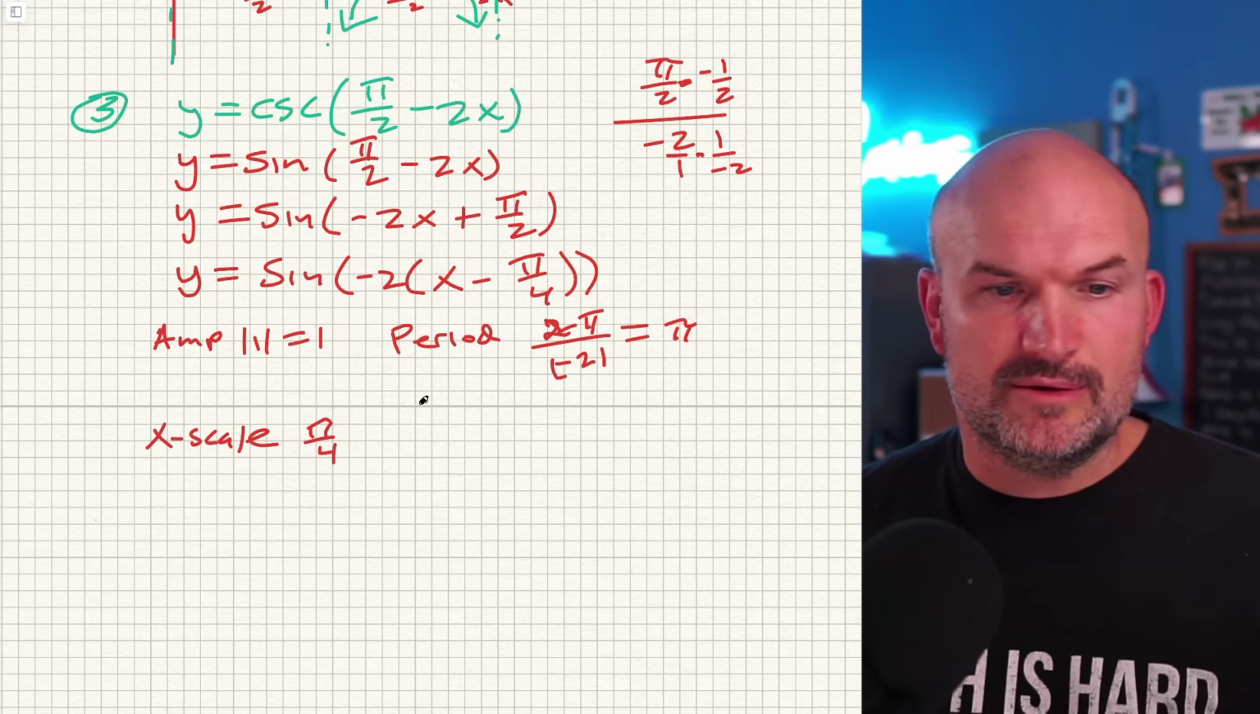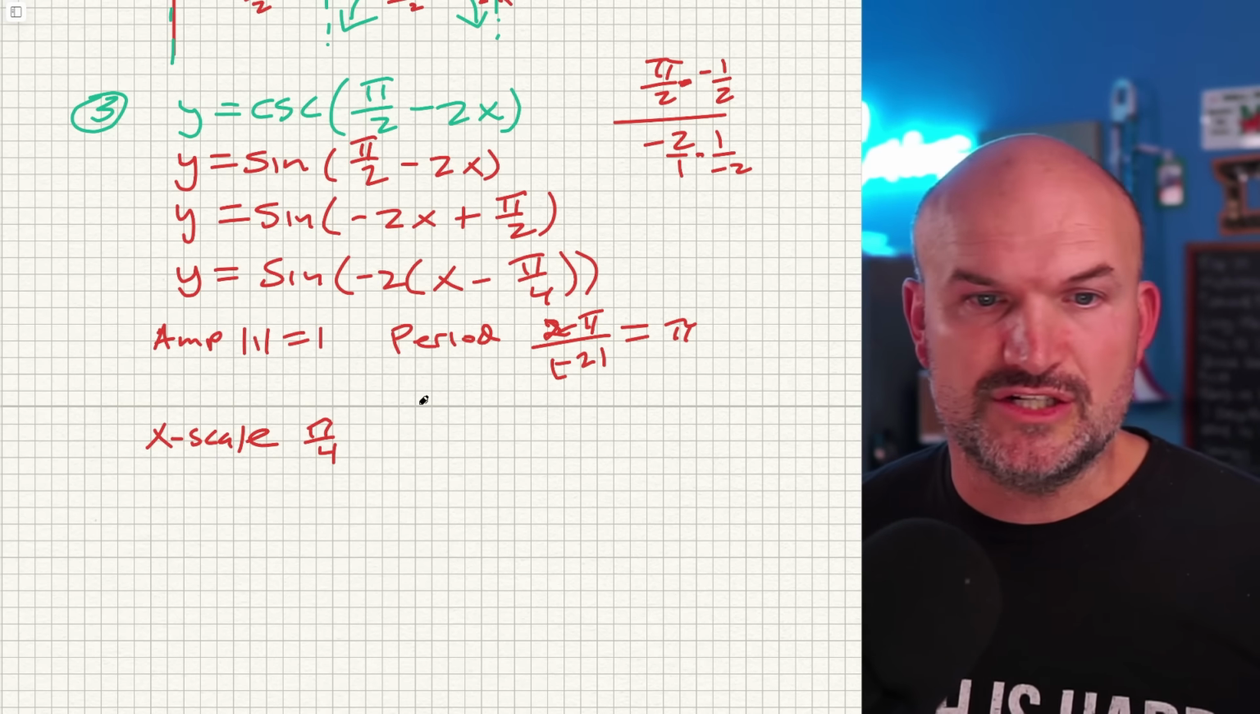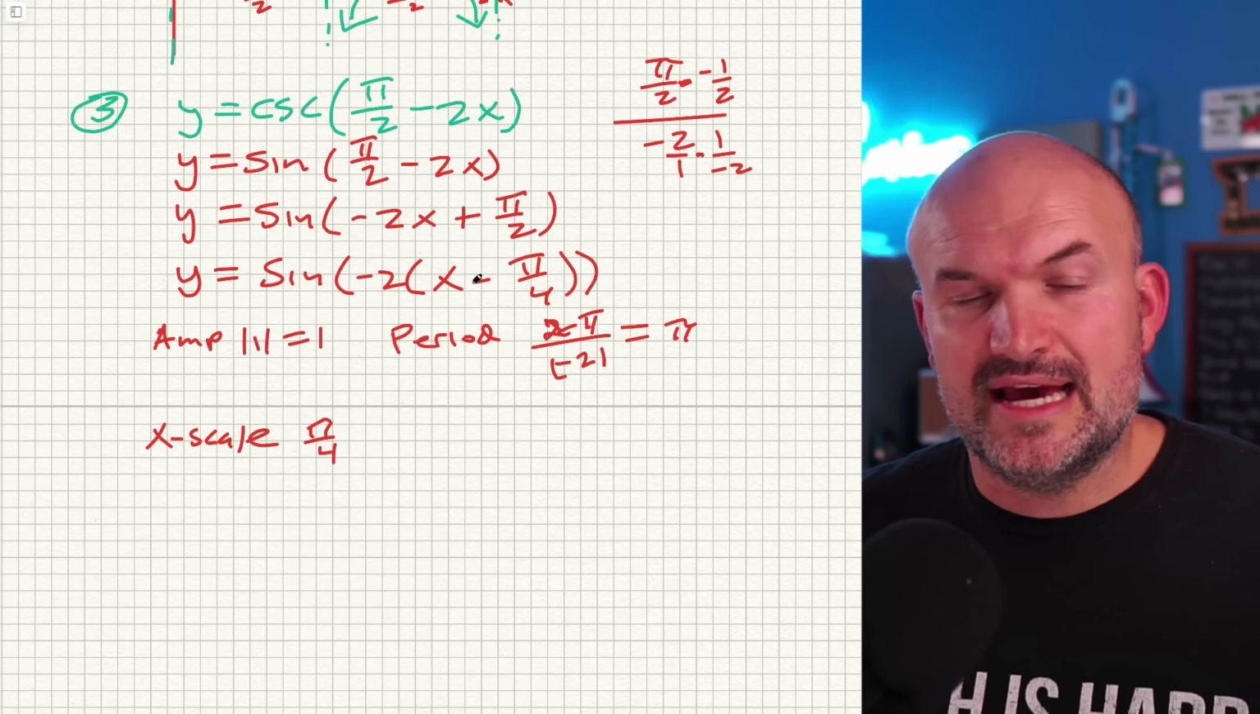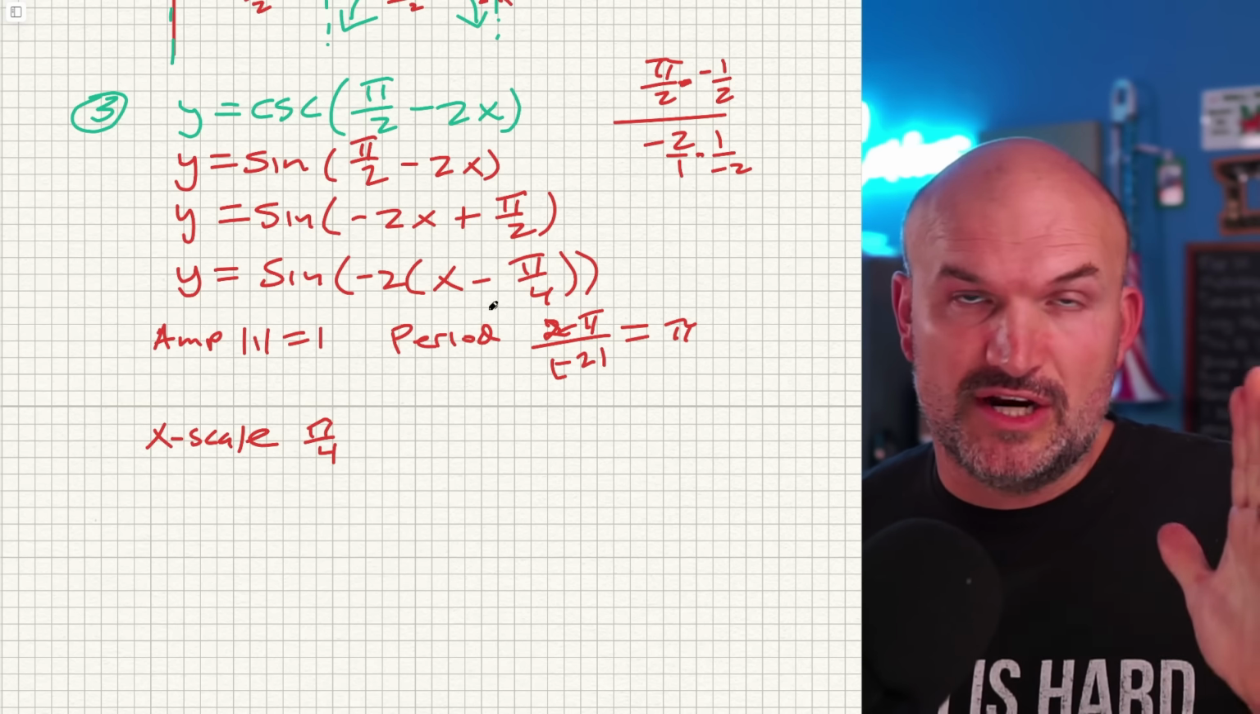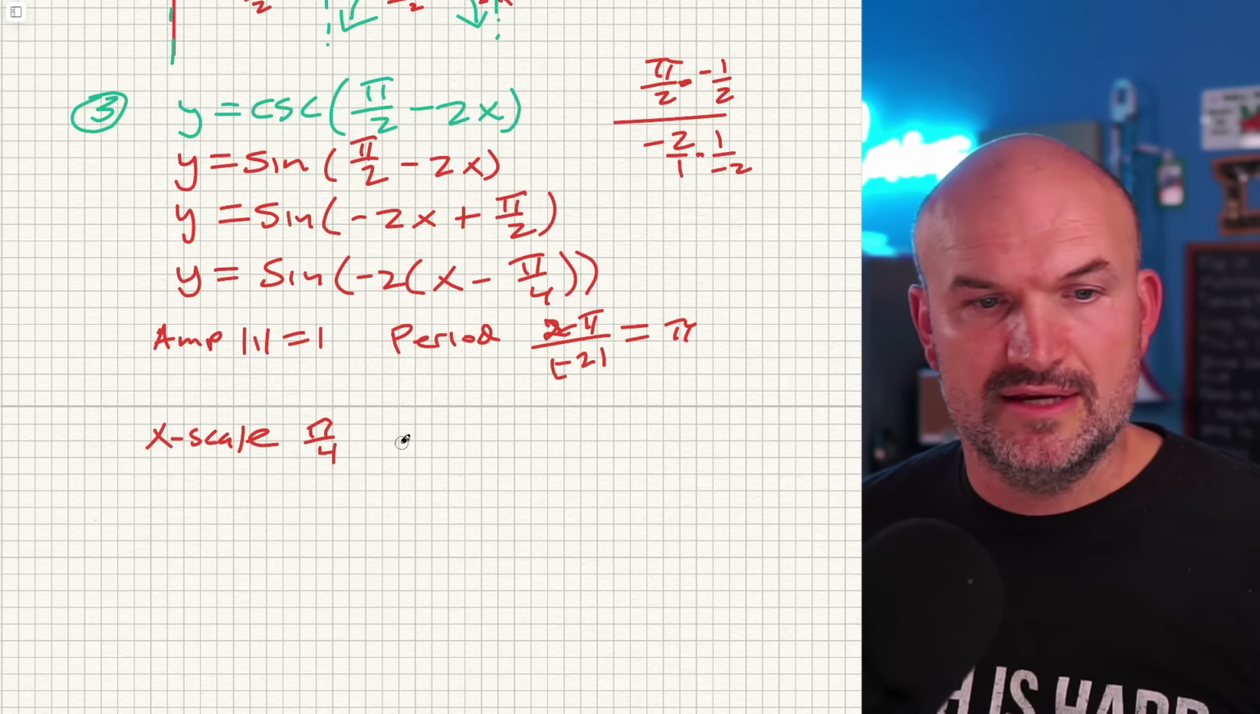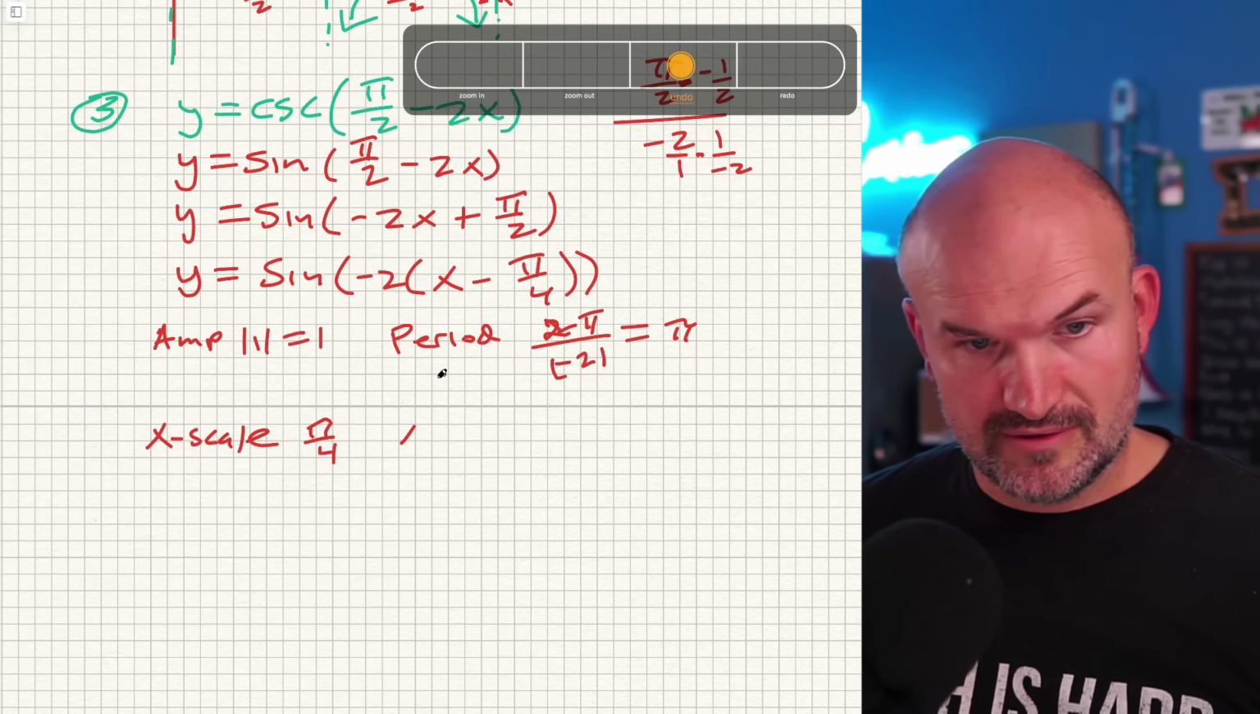And then we need to be able to determine if we have a phase shift or a vertical transformation. And you can see that negative pi over 4 is going to be shifting our graph pi over 4 to the right. So we have our phase shift.